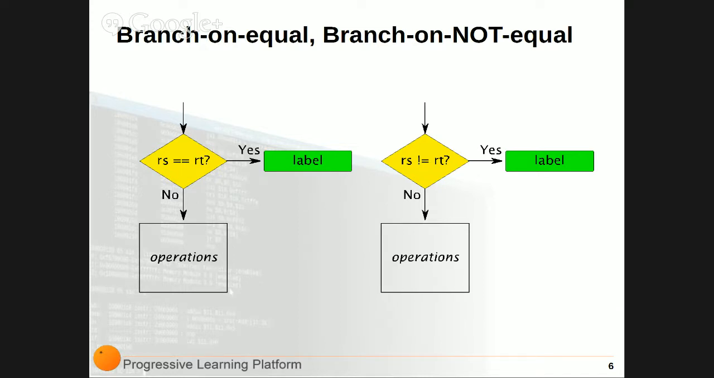And branch is not a misnomer, because if you look at the flowchart, what do these instructions do to your code? It makes another path of execution, depending on what this condition is.